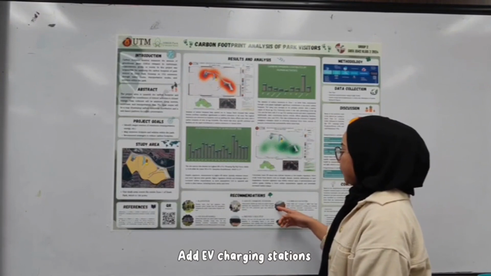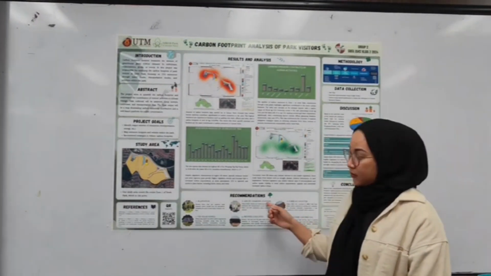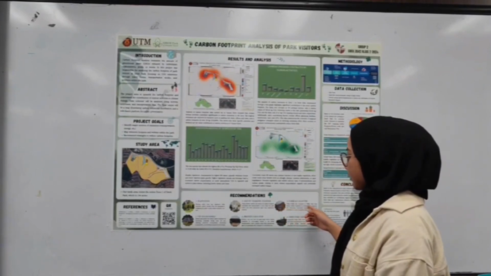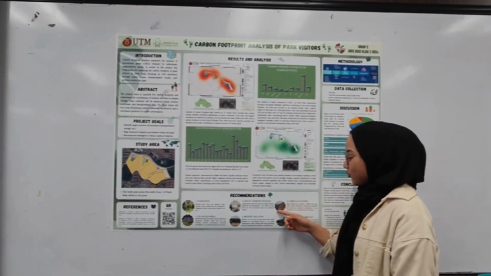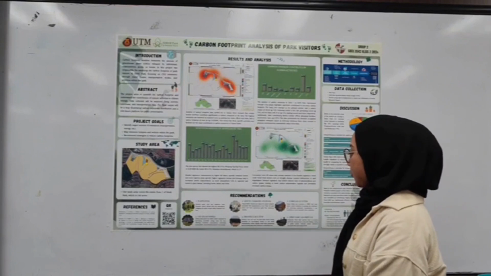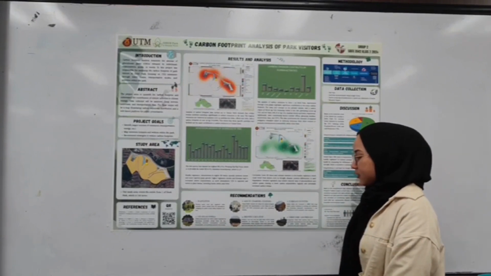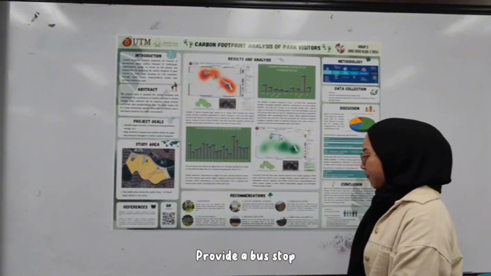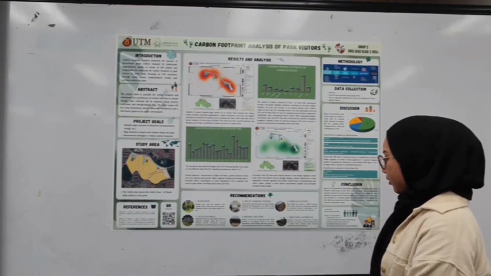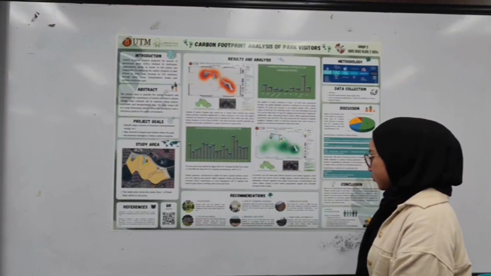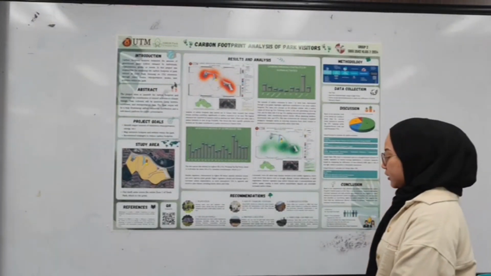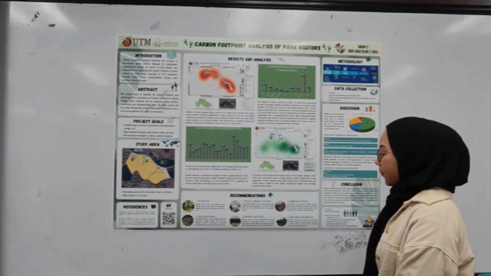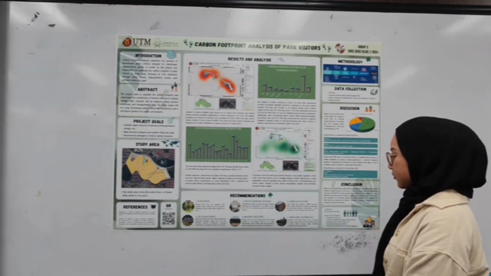Next is to add EV charging stations. Using electric vehicles can reduce the carbon footprint associated with transportation to and within the park, as they emit fewer greenhouse gases than traditional vehicles. Next is to provide a bus stop. Having a bus stop can encourage visitors to use public transportation, which typically emits fewer greenhouse gases per passenger mile compared to individual cars.